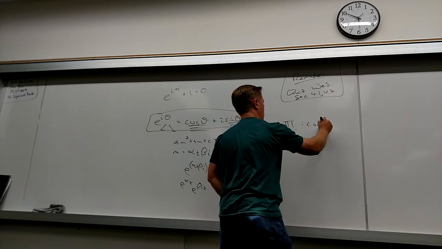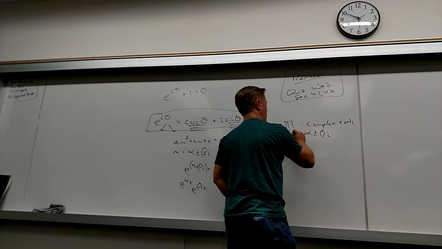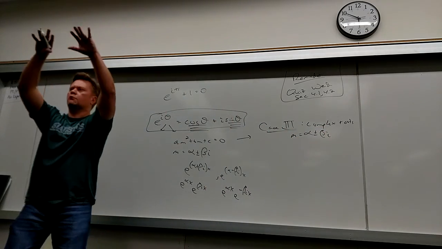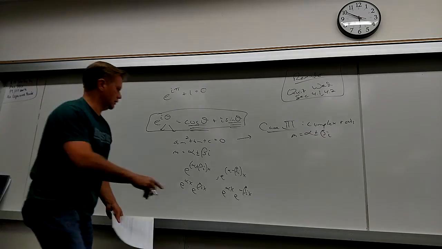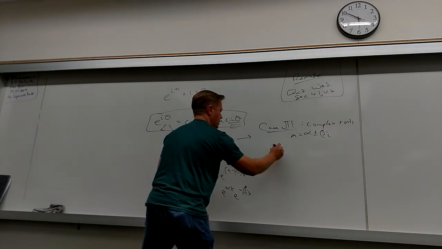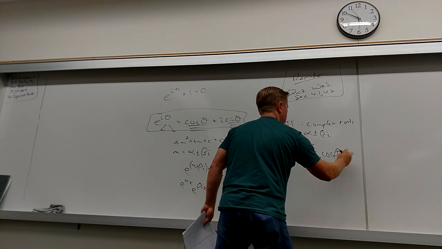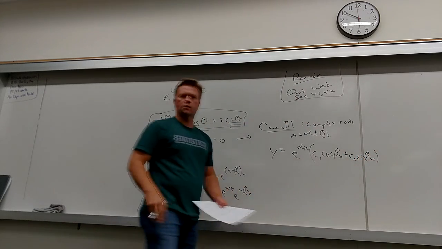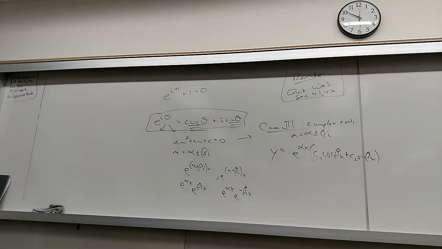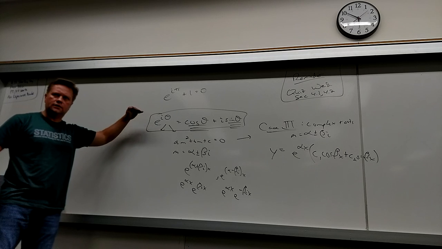Complex roots. After I do all that reorganization, I do end up with what's down here. You can kind of see this already happening. I get y equals e to the alpha x, c1 cosine beta x, plus c2 sine beta x. So it's using this, which is a really neat thing.